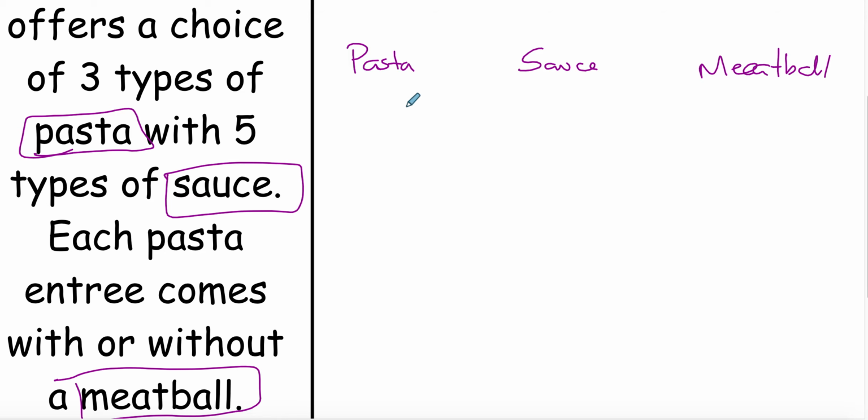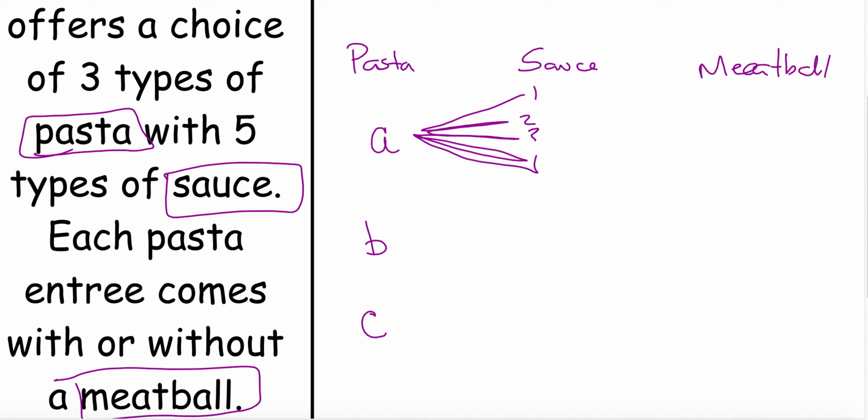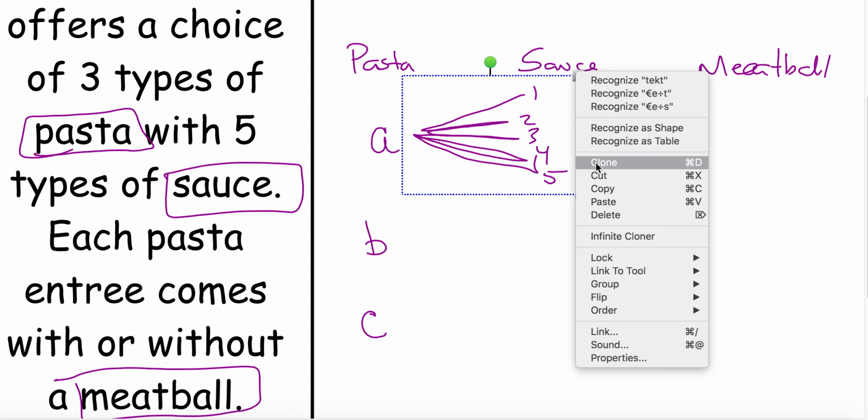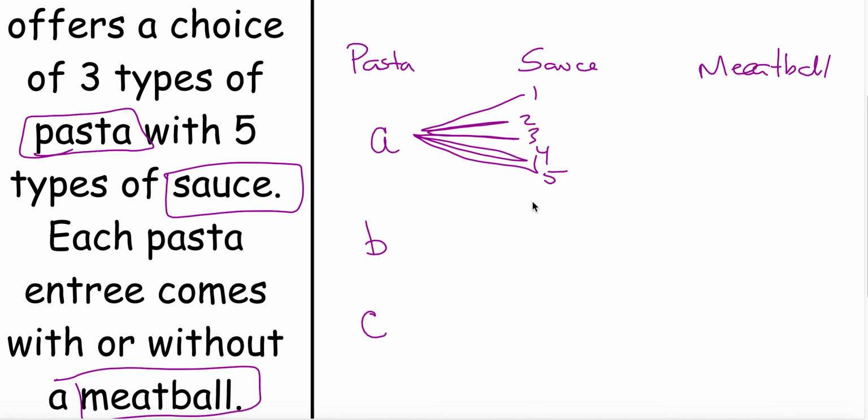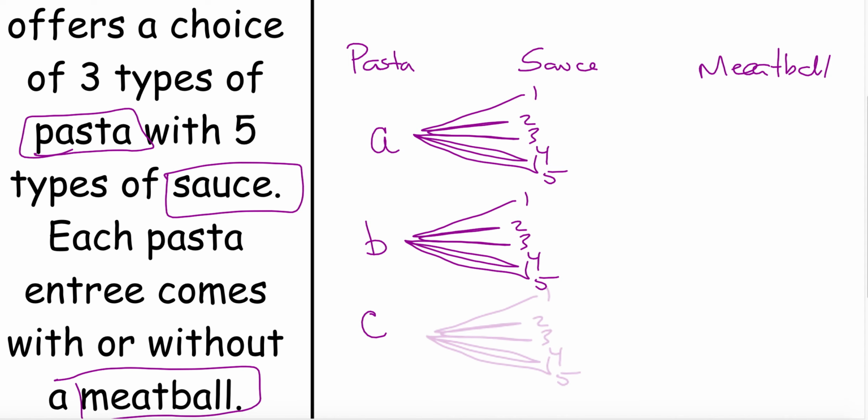For pasta, I have 3 different types. I don't know what they are, but I have type A, type B, type C. For my sauce, I have 5 different types. Oh my goodness, this is going to take a while. 3, 4, 5. I have type 1, type 2, type 3, type 4, or type 5. We're just going to clone this guy. If I got this one, it could be there as well. Or if I got this, it would be that as well.